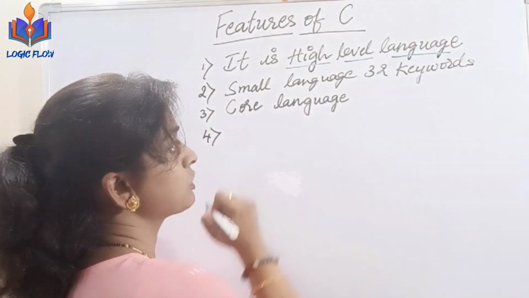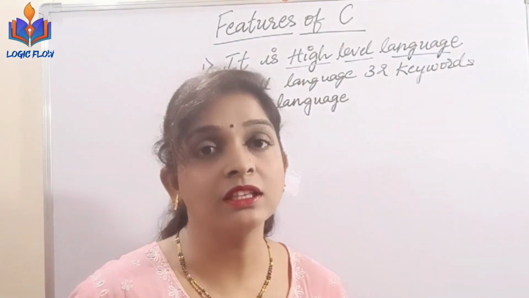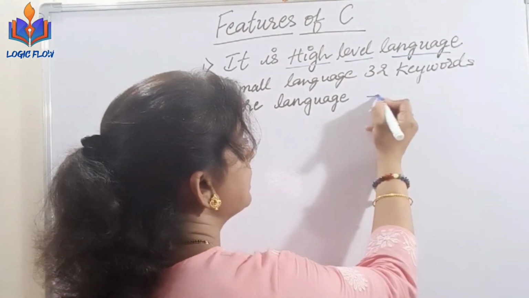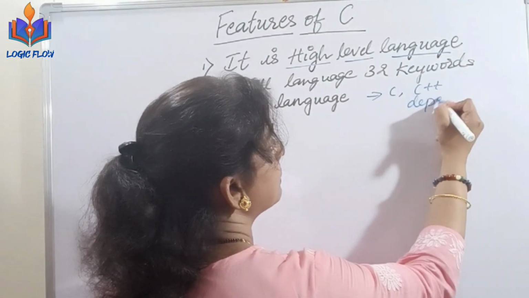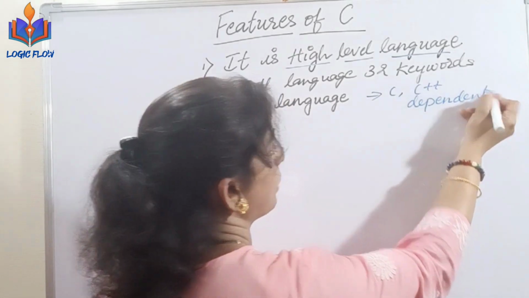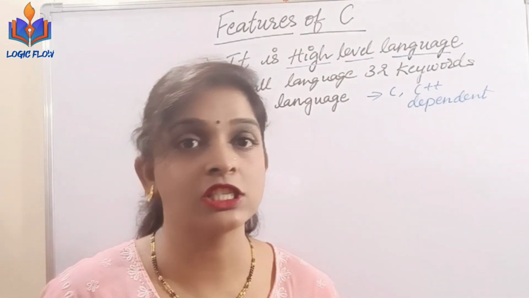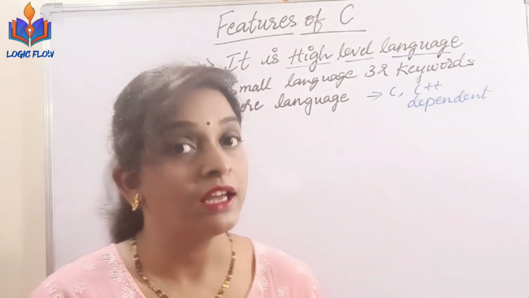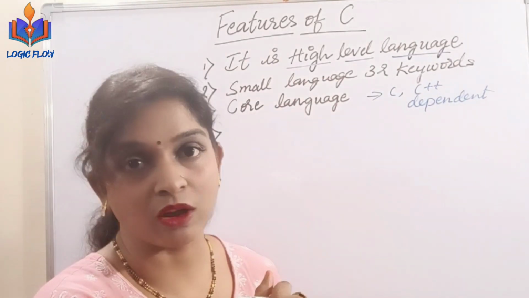The next point we talk about is that it is a core language. Many other languages are dependent on this language, like C++. All these languages are dependent on the language C. So they derive the features from C. C++ or Java, they derive the features from C. So it is a core language.